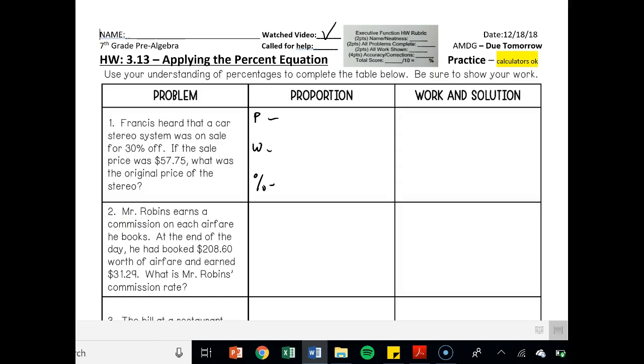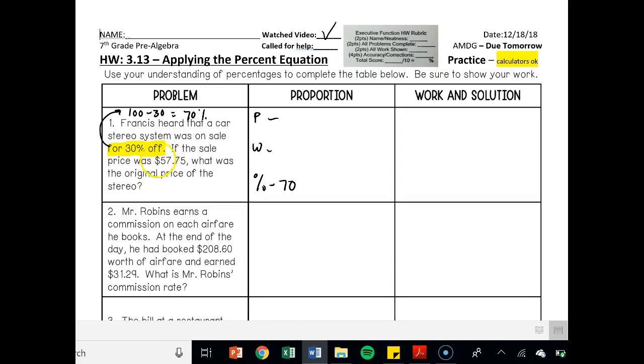Be careful here. A lot of you are going to be tempted to say, oh, 30% off, that's my percent. No, right? It's asking for the original price, so we're basically going to have to find out what the price was before the discount. So the discount means that we paid for 70% of the original price. So your percent is actually 70.